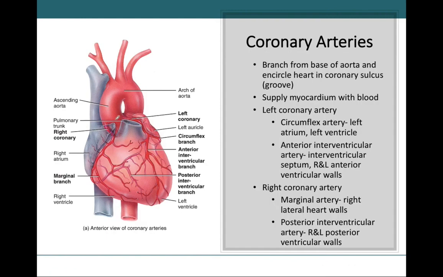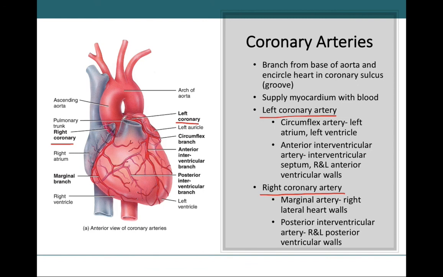So we start from the aorta. In fact, the coronary circulation branches from the aorta in two major vessels. We have the right coronary artery and the left coronary artery. And you can see that both of these are listed here. The left coronary artery and the right coronary artery can both be found coming from the aorta. So both of these are going to give rise to what we know as the coronary circulation.